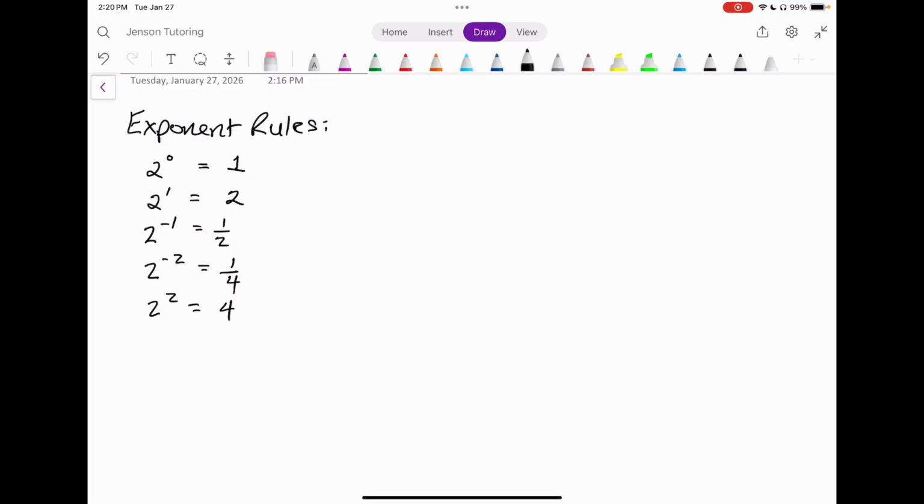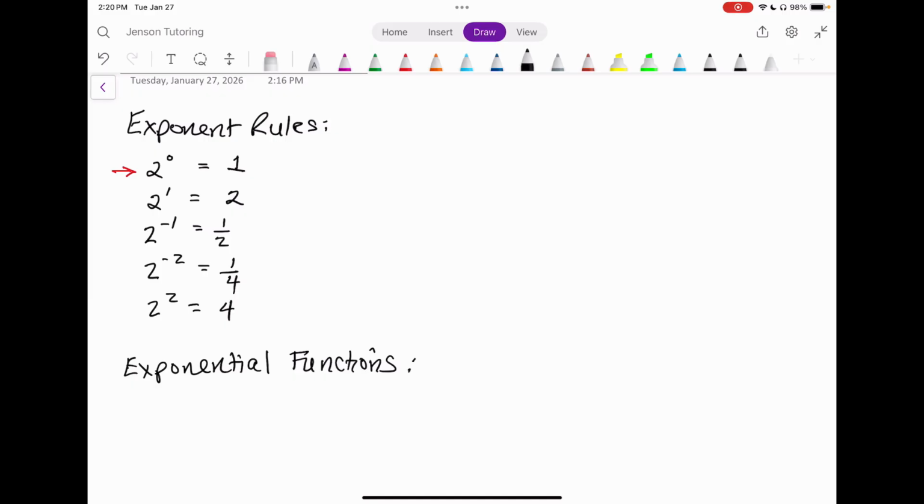So when we start graphing exponential functions, it's always easy to put in the value of x equals 0, because in your exponential function, the variable x is your exponent.